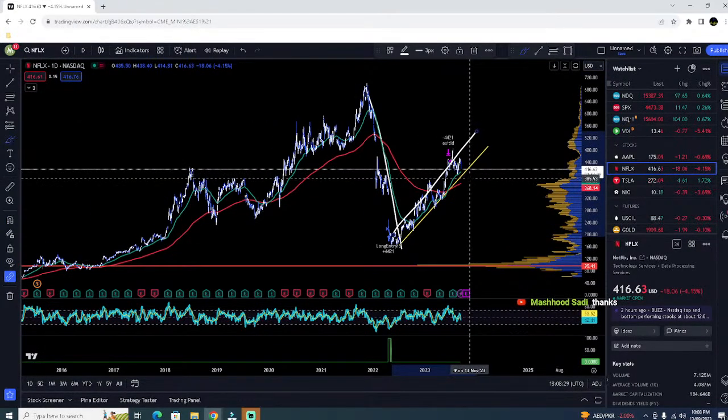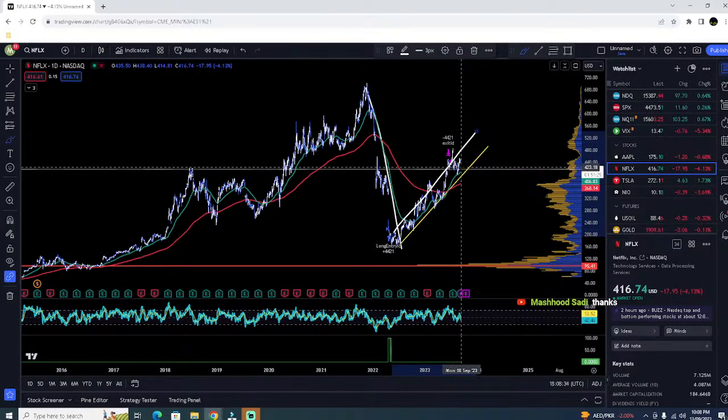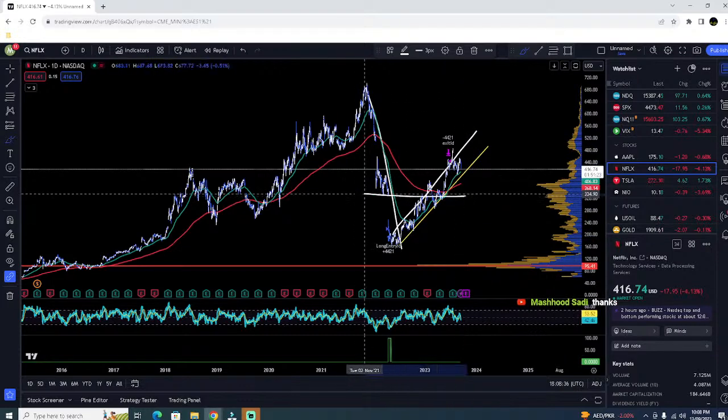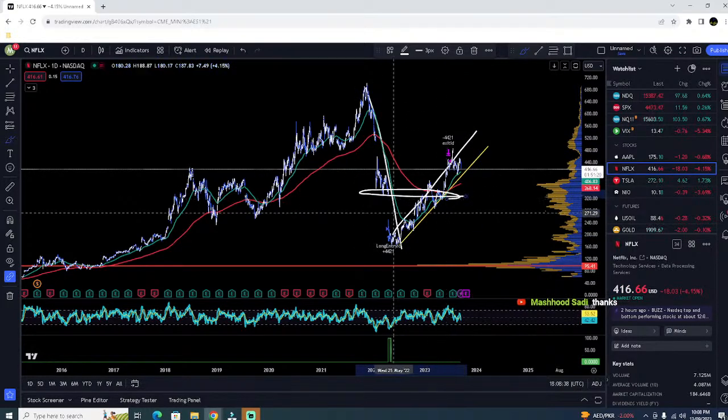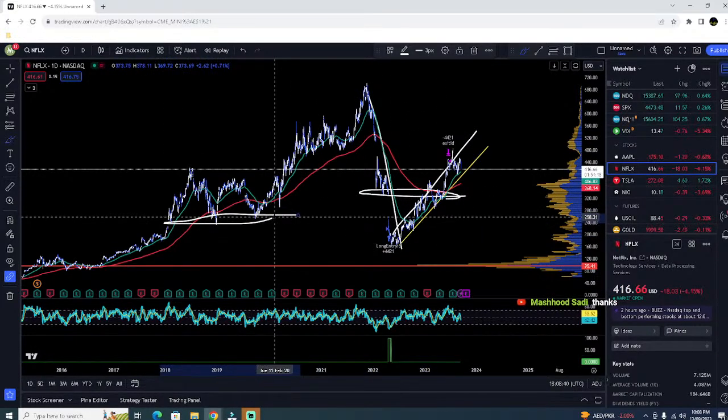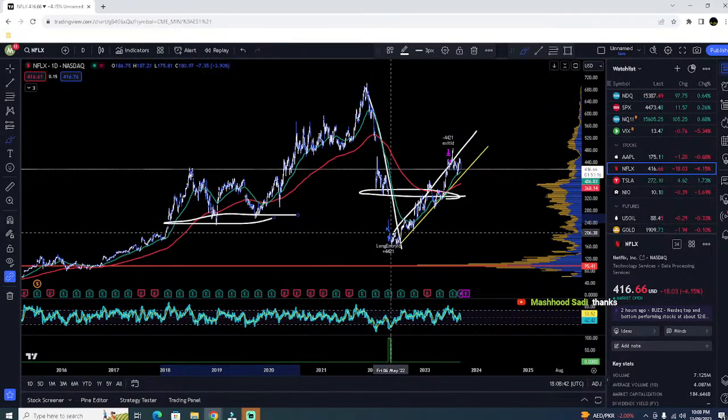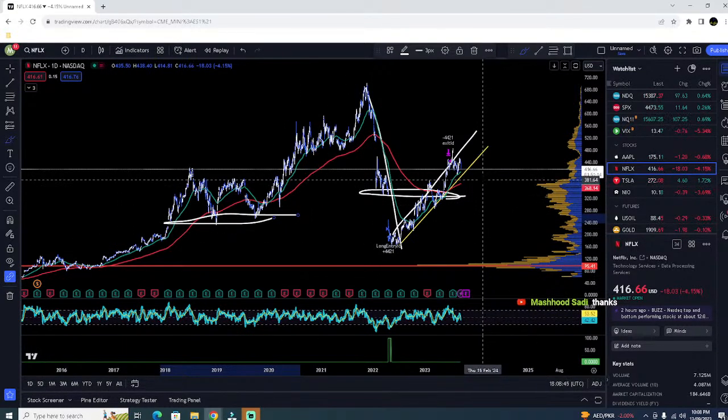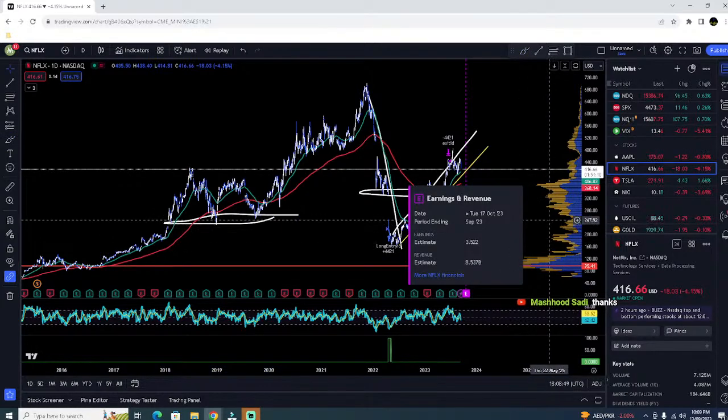So on this daily chart, one of the important levels is 400, which is the psychological level. After that, we are talking about somewhere in this range, 320, 325, and then this range over here, 258, 260. So very, very important. When are the next earnings? Let's see. The next earnings are on 17th October.